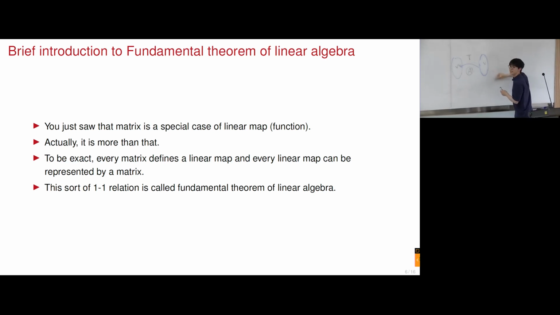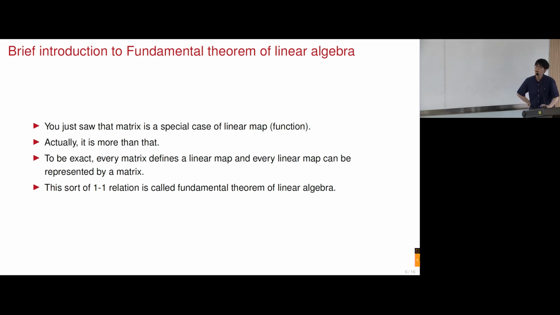We're not going to prove it, but what does it tell us? It's not really about the special case, actually. There's a one-to-one correspondence. So what does that mean? To be exact, I wrote here basically what the fundamental theorem means. Basically, every matrix defines a linear map, and every linear map can be represented by a matrix.